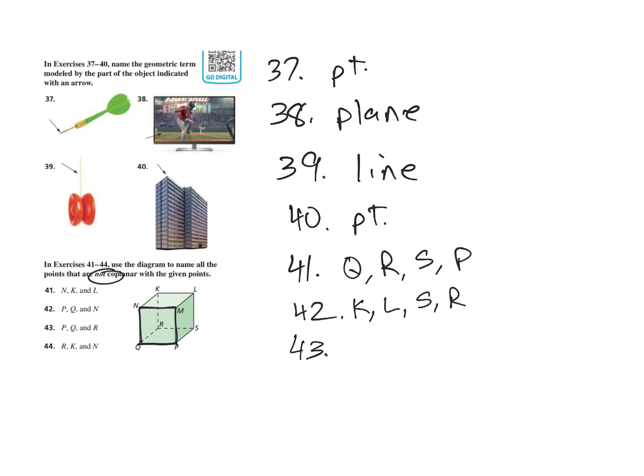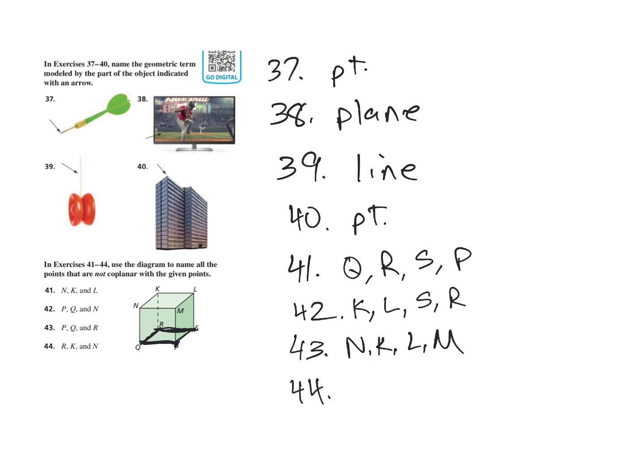43. Let's look at the next plane. Next plane is PQR. So we have P, Q, and R. So that's the bottom of the box. That's the plane they're talking about. All the other points are N, K, L, and M.